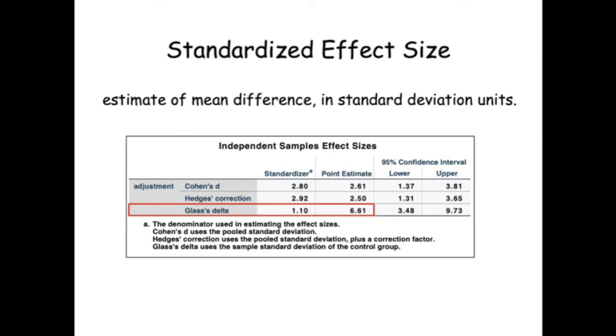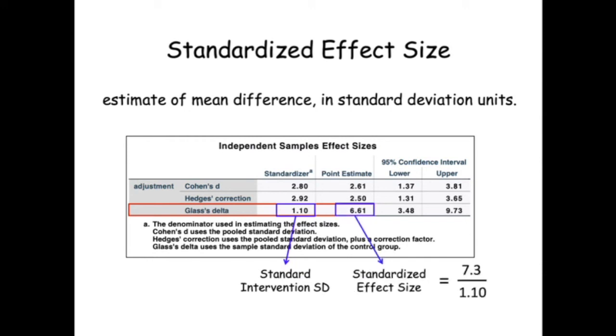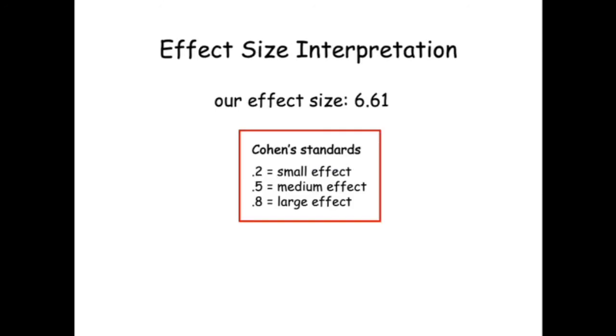Instead, we interpret Glass's delta, which uses the control group standard deviation as the standardizer, or denominator. The standardized effect size is the sample mean difference divided by the standardizer. We don't interpret the confidence interval because this was a one-tailed test. Using standards developed by Jacob Cohen, we interpret our standardized effect size to be very large.